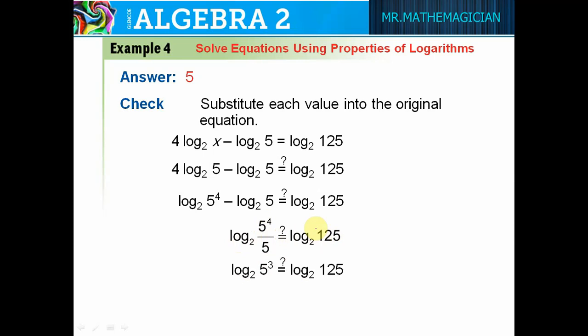Now you know that 5 power 4 over 5, you are going to divide, you must subtract the powers, so it will be 5 to the power of 3. It is the same as log 125 base 2. We all know that 5 to the power of 3 is really 125, so really our answer is okay.